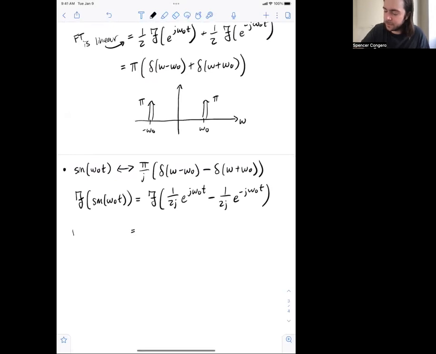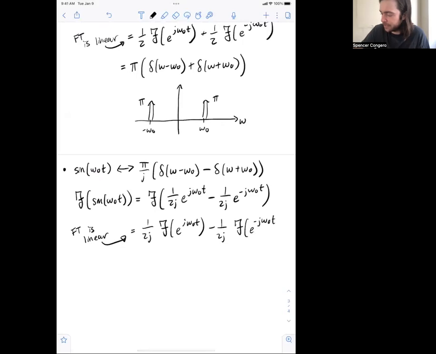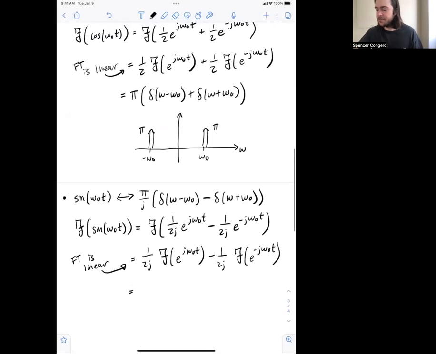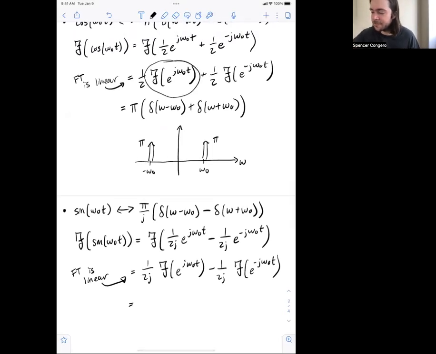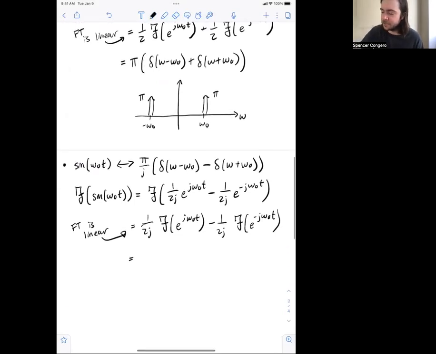Now I'll use the linearity of the Fourier transform again to say this is just 1 over 2j times the Fourier transform of e to the j omega naught t, minus 1 over 2j times the Fourier transform of e to the negative j omega naught t. And we already saw above what those Fourier transforms were, right? The Fourier transform of this guy was just 2 pi times this delta function. So when I have that 2, it'll cancel this half, and I'm left with just pi over that j times delta of omega minus omega naught, the delta function located at that frequency.